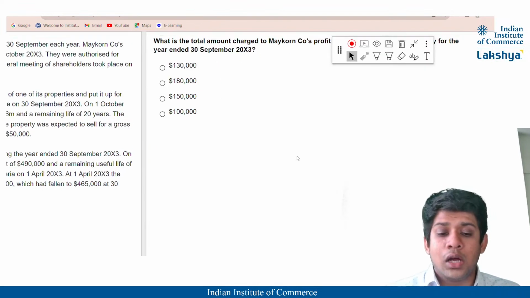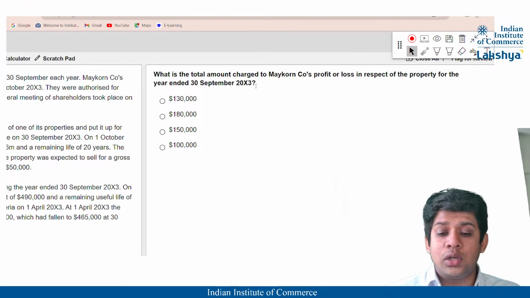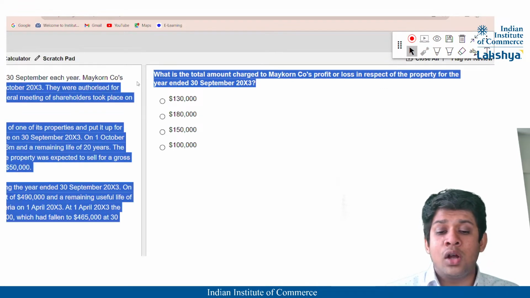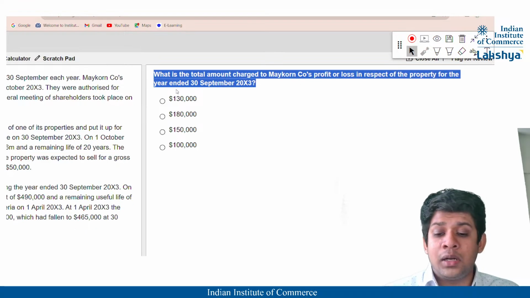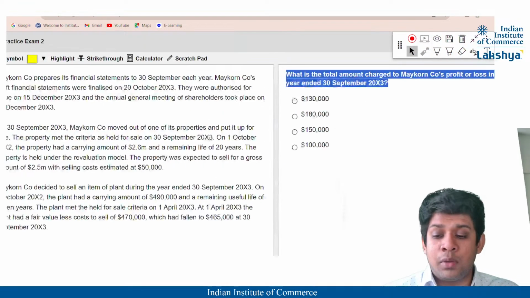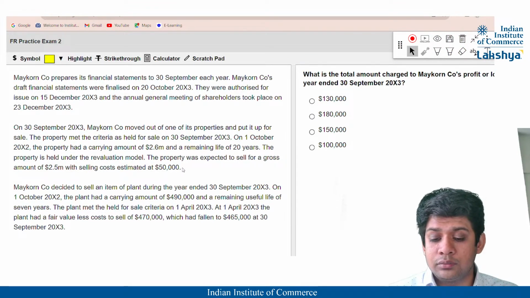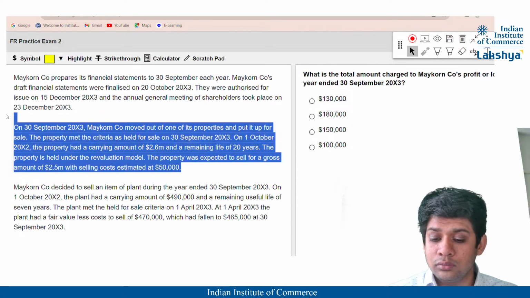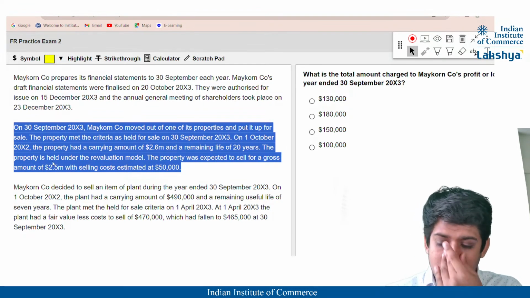Okay. Now, let us look at the next scenario. What is the total amount charged to Macon Company's statement of profit or loss in respect of the property for the year ended 30th September 2013? Okay. So, let us look at the property. I think it is related to this scenario.